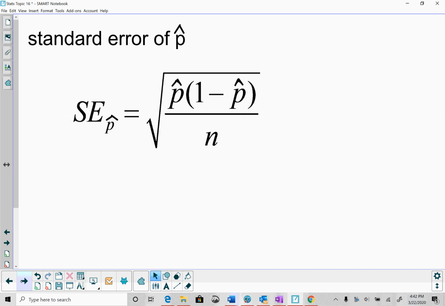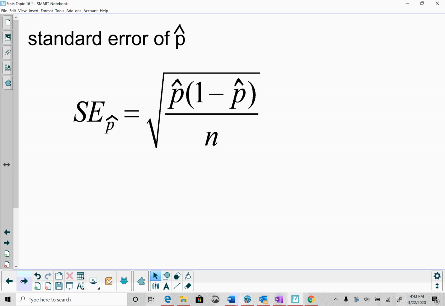Okay. A new term that you need to know here is called standard error. This should look somewhat familiar to you. We're going to take from our sample the statistic p hat, multiply that by 1 minus p hat, divide by the sample size of n, and take the square root. This is an estimate for standard deviation.